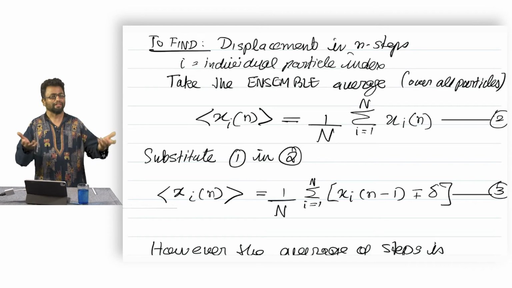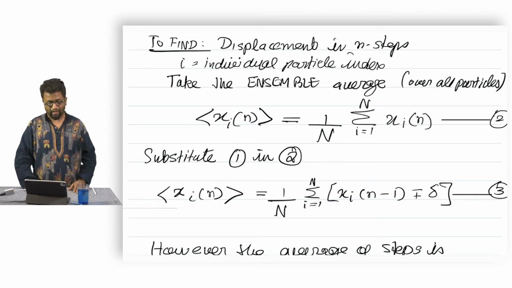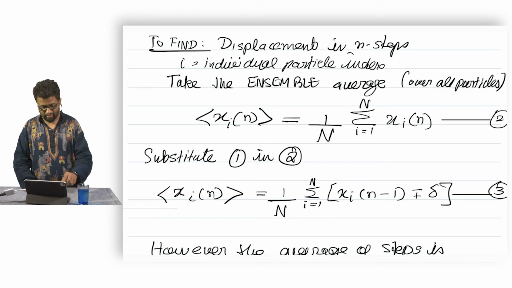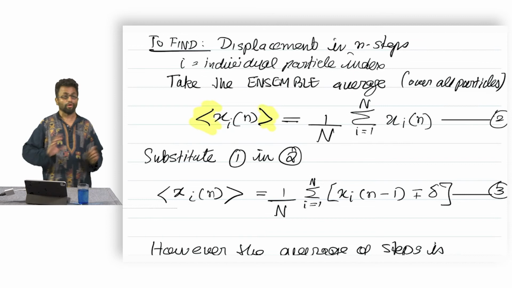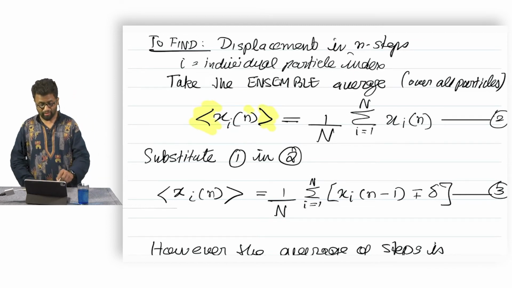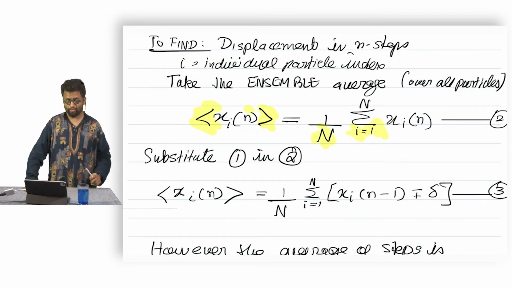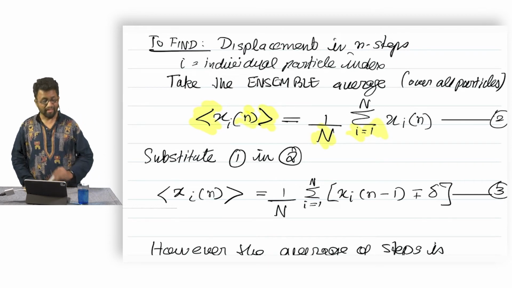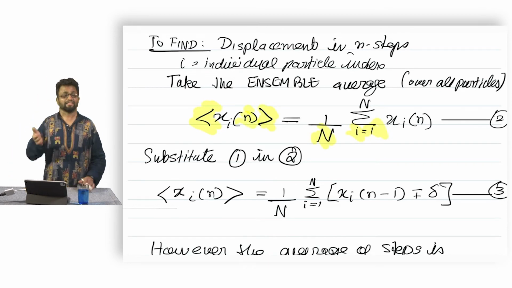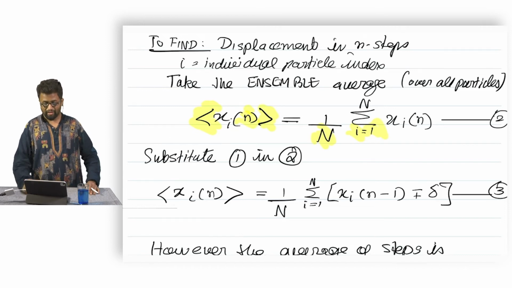So, we want to find out how many drunkards it takes to reach home. The average of x_i(n), the averaging sign being these angular brackets, tells us that it is an average over all particles whose indices go from i = 1 to capital N, and the small n indicates the number of steps they take, the nth step.